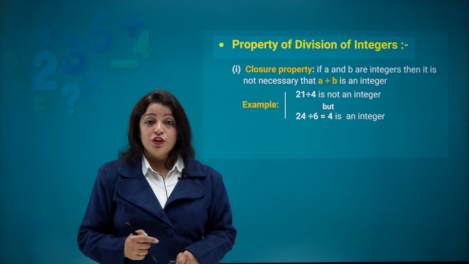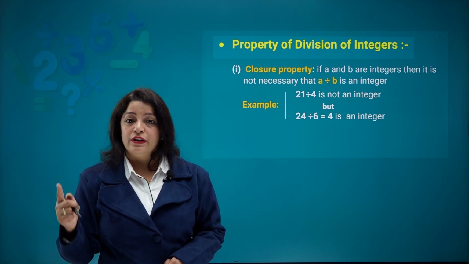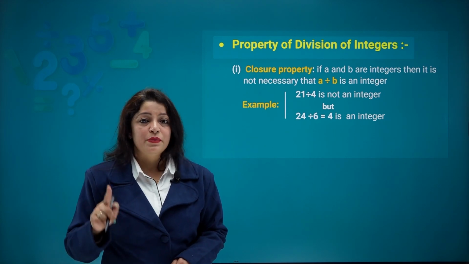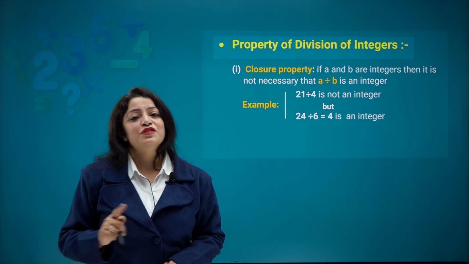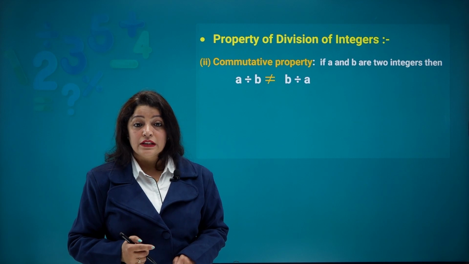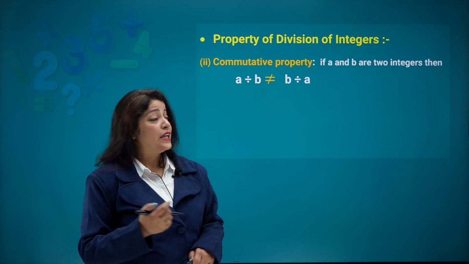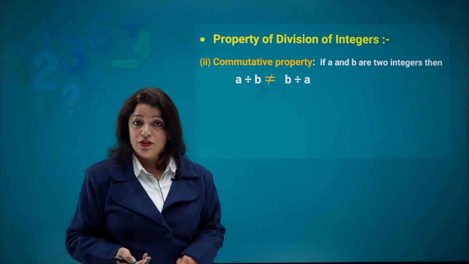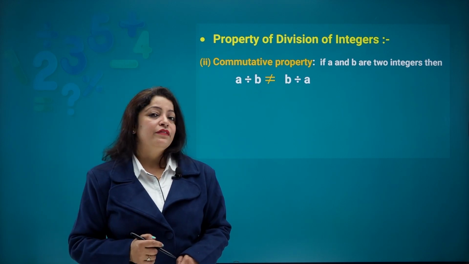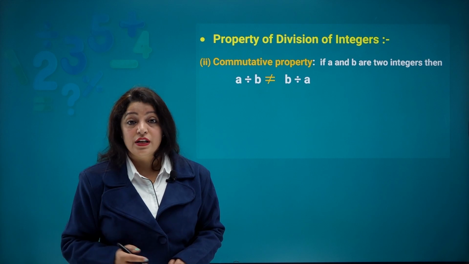So if we conclude all the properties, we say it holds true for addition, it holds true for multiplication, but it does not hold true for subtraction or for division of integers. Similarly, we can see the next property, that is commutative property. It says again, if a and b are two integers, then a divided by b will not be equal to b divided by a. It is not necessary.